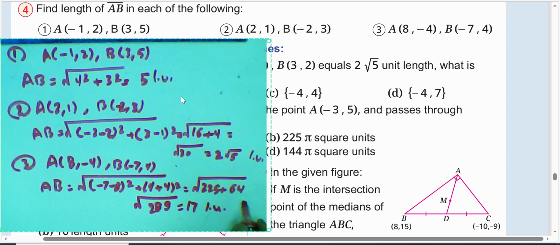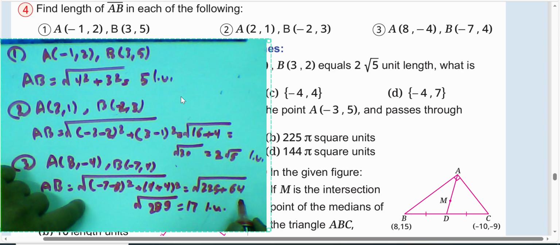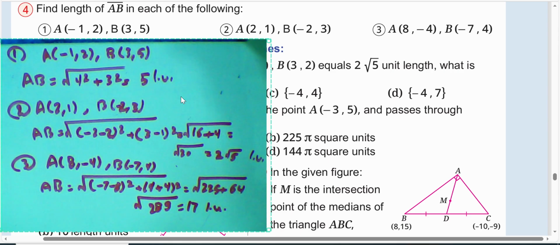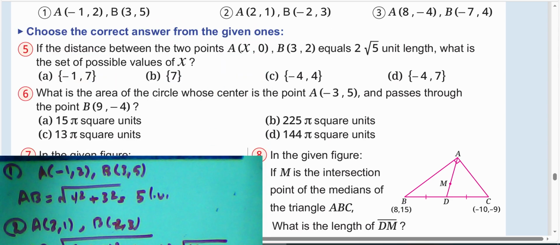The result will be 17 length unit. We have AB and AB here. Okay, is this a solution about C questions here? Choose the correct answer now.